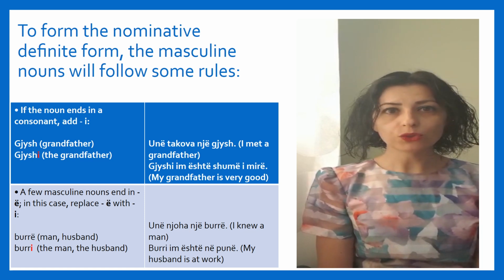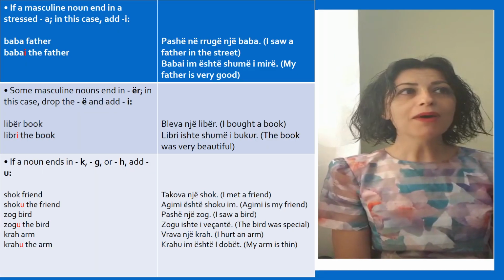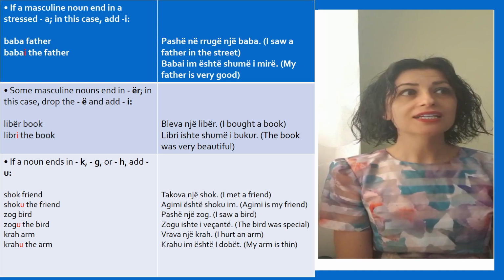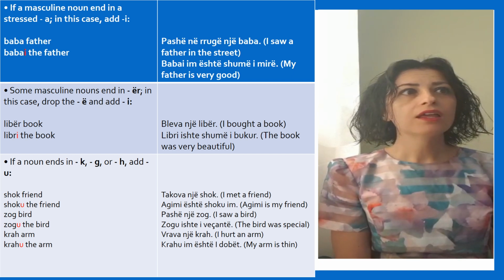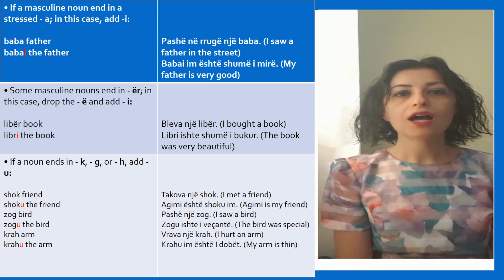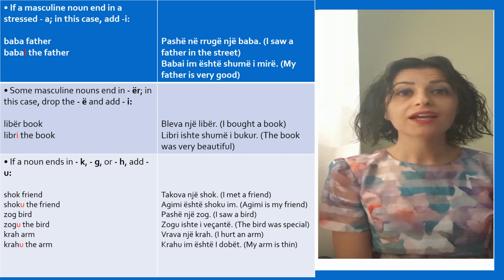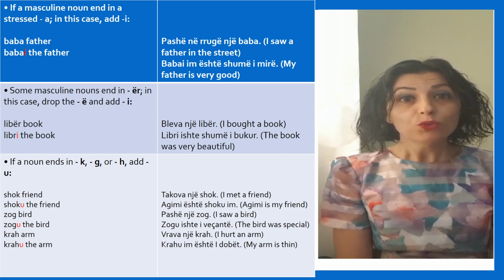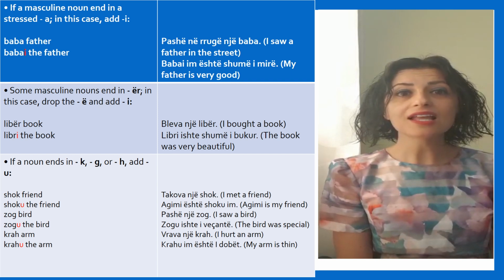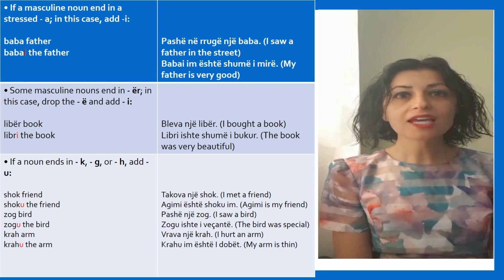Let's see some other rules. Alright, here we have some other rules. If a masculine noun ends in a stressed "a", in this case you have to add an "i". For example, baba, a father. In this case, the word ends with the stressed "a", baba. So the stress is at the end. In this case, you have to add an "i", so it will become babai, the father.